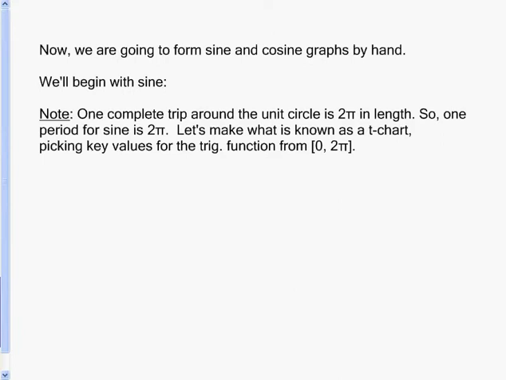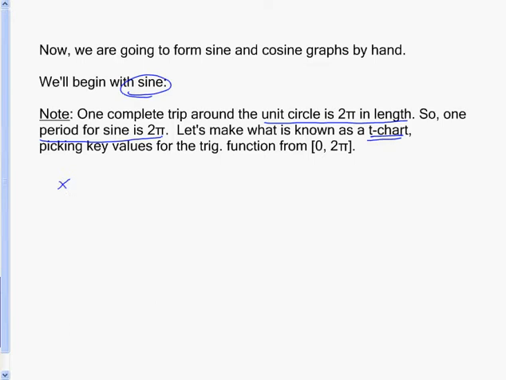Okay, hopefully you've looked at the way that video lays the unit circle out along the XY axis. Now we're going to do this by hand so that you'll know exactly what's going on between the two. We're going to start with sine. Remember that one complete trip around the unit circle is 2 pi in length, so one period for sine is 2 pi. We're going to create a t-chart, picking key values for the trig functions.